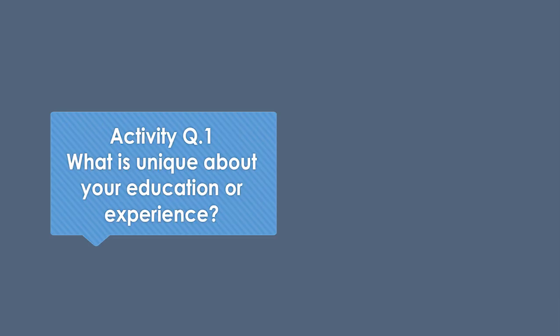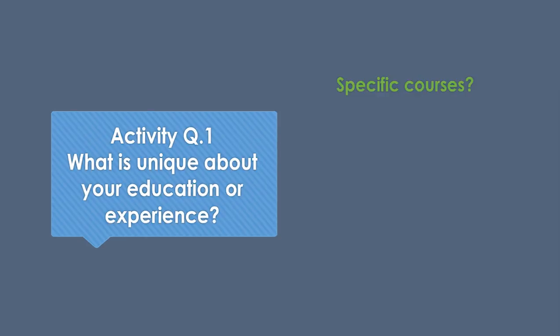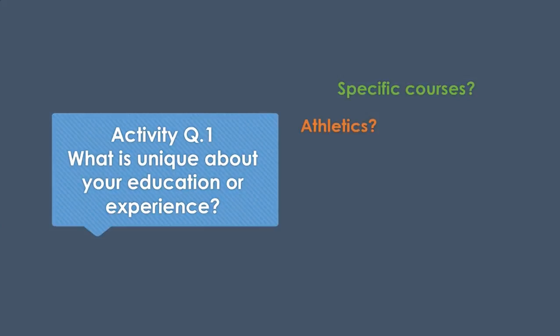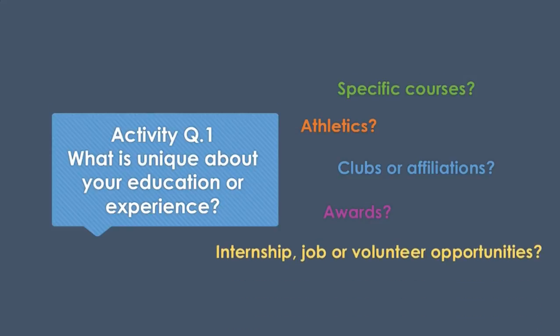We're now going to do a little activity. So I want you to think about, what is unique about your education and experience? Perhaps it's a specific course, or maybe it's the athletics that you were involved with. It could be a club or affiliation you've participated in. Maybe an award. Could be from an honor society, or maybe another award that you've received for your accomplishments. Perhaps it's your internship, job, or volunteer experience. Again, you want to make sure that you're focusing it towards your career aspirations.